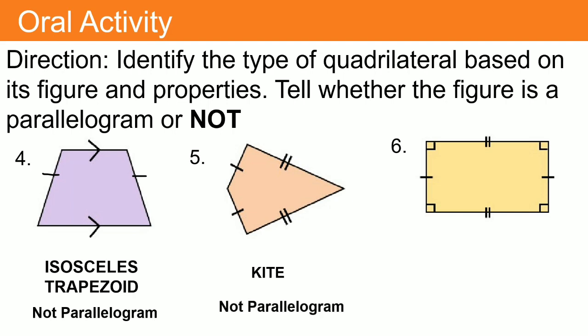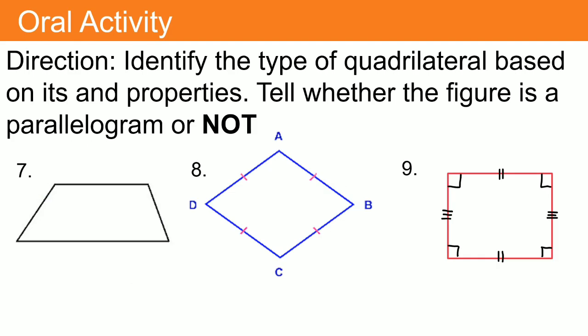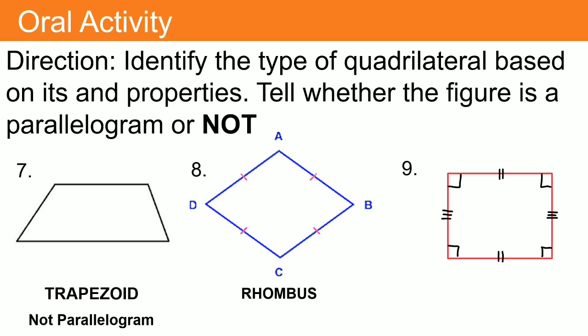How about number 6? Very good. It is a rectangle and it is a parallelogram. How about number 7? Very good. It is a trapezoid. And is it a parallelogram or not? Not a parallelogram. How about number 8? Very good. It's a rhombus and it is a parallelogram. How about number 9? Last number. Very good. It is a rectangle and it is a parallelogram. Very good. Good job.